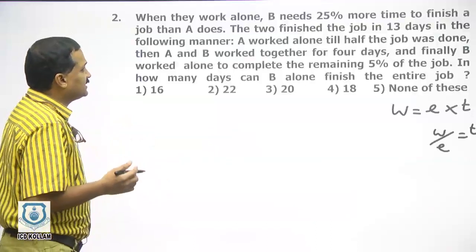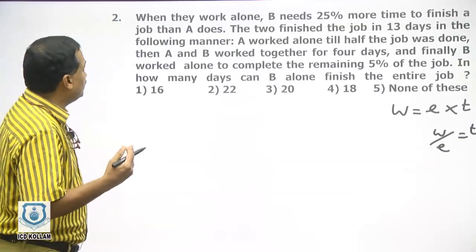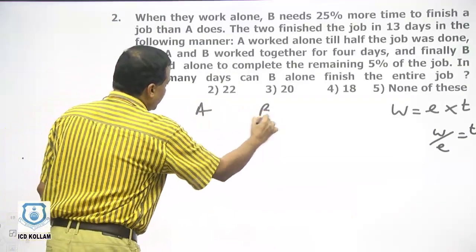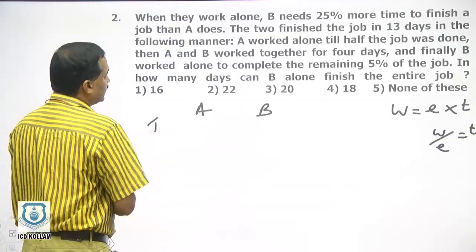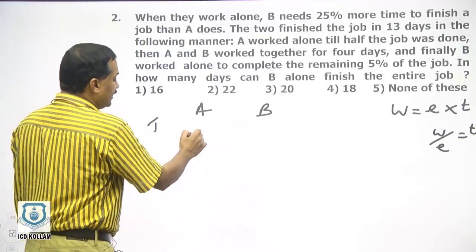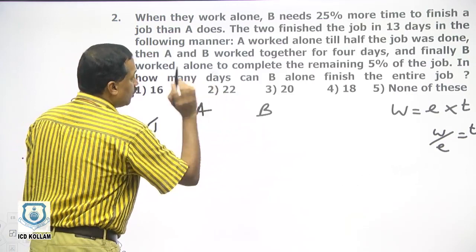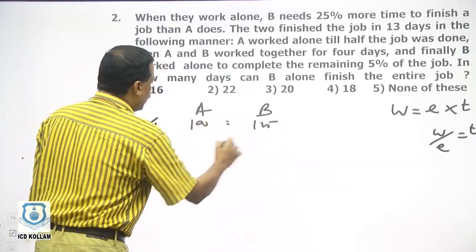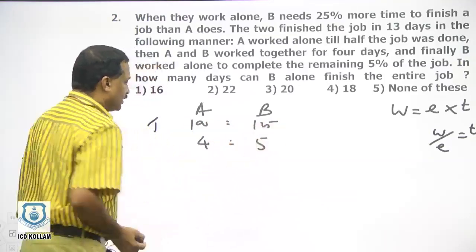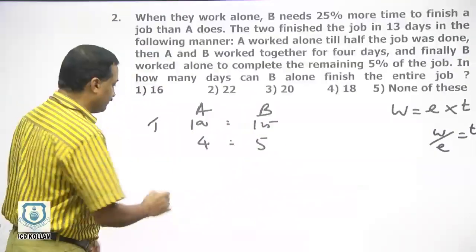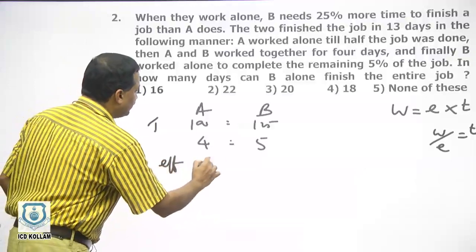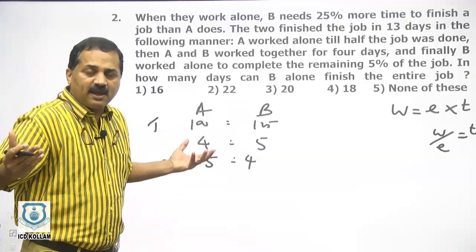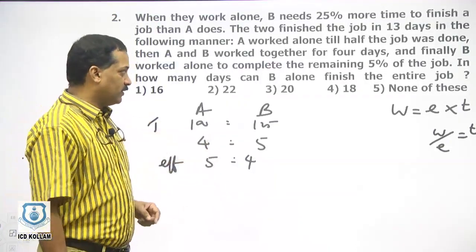The question says that B needs 25% more time to finish the job than A does. So there are two people, A and B. As far as time is concerned, if A takes 100 time, B takes 125 time. So time is 100 is to 125, or 4 is to 5. Time ratio is 4 is to 5, then efficiency ratio must be 5 is to 4, because we know that time and efficiency are inversely proportional.